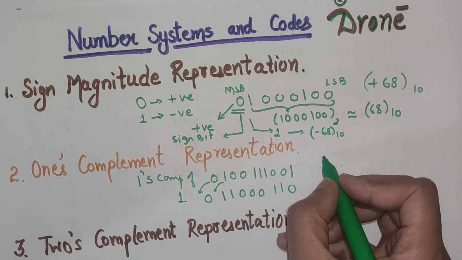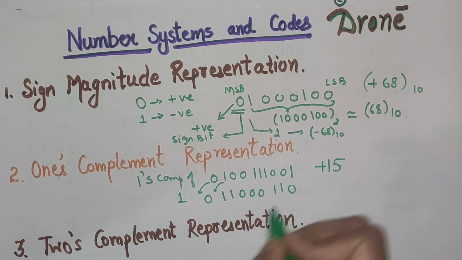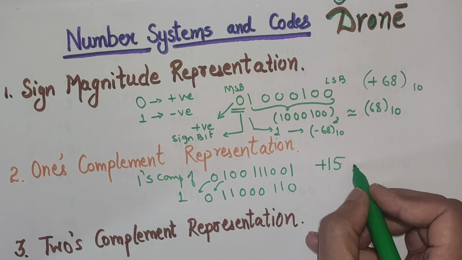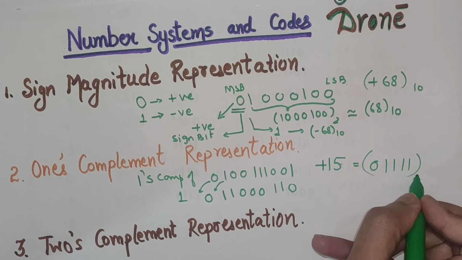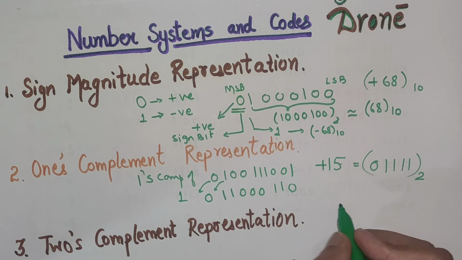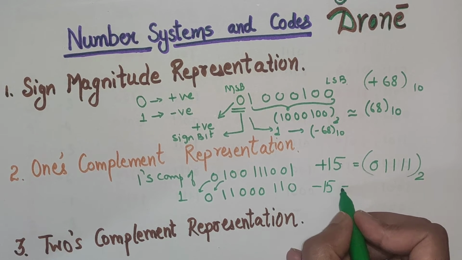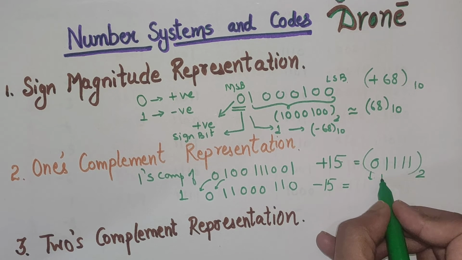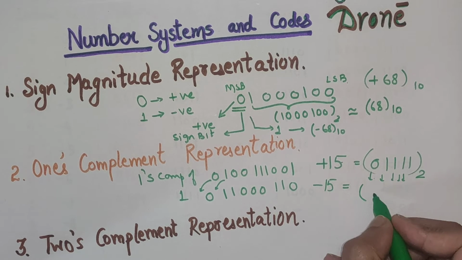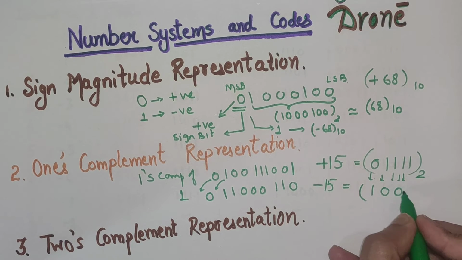So let us represent plus 15. Plus 15 is 0 1 1 1 1 in binary. So using ones complement, if we represent minus 15, then we will replace all 0 with 1 and all 1 with 0. So minus 15 will be 1 0 0 0 0.